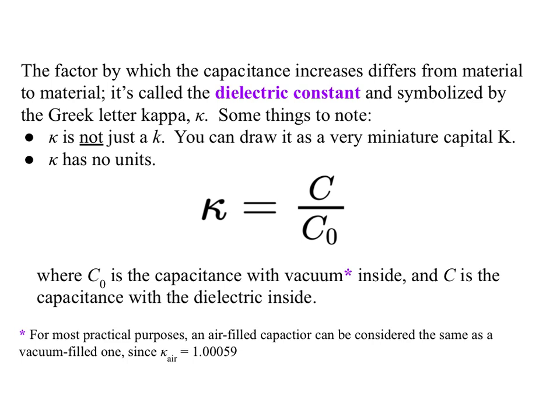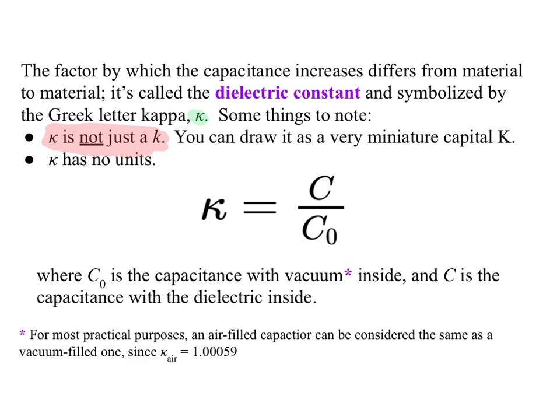This factor by which the capacitance increases is different from material to material. We call it the dielectric constant of the material and symbolize it with the Greek letter kappa. A couple of things to note. Kappa is not a K. Get in the habit of writing it distinctly, otherwise you will confuse people and that will go badly for you on exams. You can kind of draw it as a very tiny capital K. It's pretty close to that, but not really.